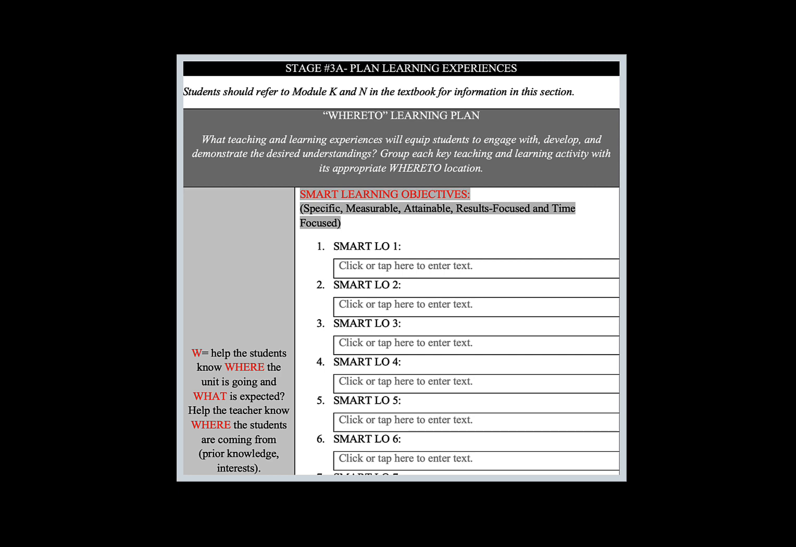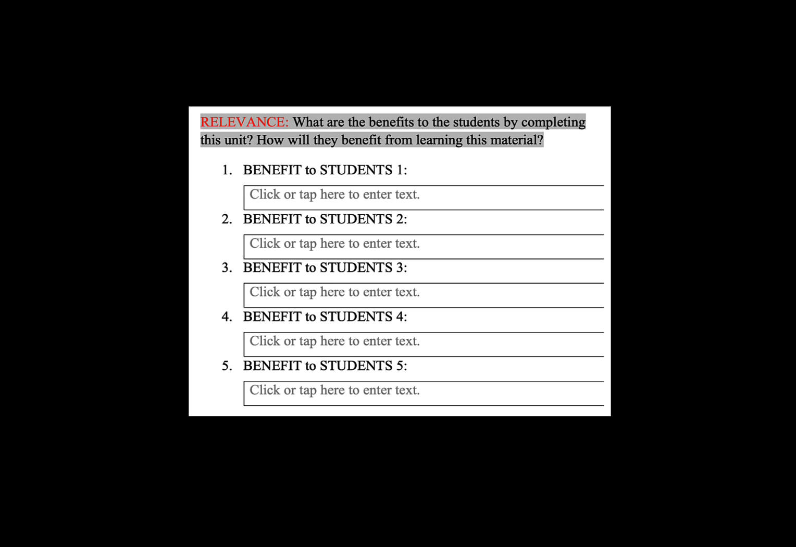Okay, back to the W. It makes sure that students are clear about where the unit is going, what is expected, and why the lesson is important for them to learn. Once the learning objectives are identified and clarified to the learners, the next area within the W section focuses on relevance. In this area, it is confirmed that the material in the unit is relevant by considering what the benefits to the students will be.